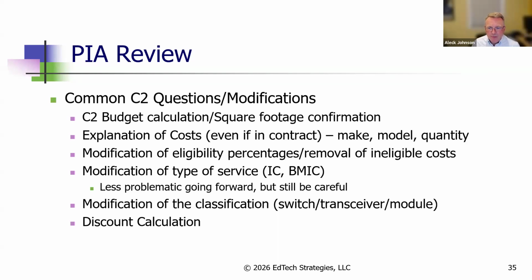USAC will also often make modifications of the classification associated with an item. So they will take, for example, an SFP, which is a device that gets inserted into your switch and converts things from fiber optic to copper. They will change that based on their most recent interpretation of it. So you may have applied for it as a switch. They may consider it a transceiver or a module, and they'll bounce it between those subcategories within the eligible services list. Usually this is okay, but if you have questions about it, don't hesitate to reach out.